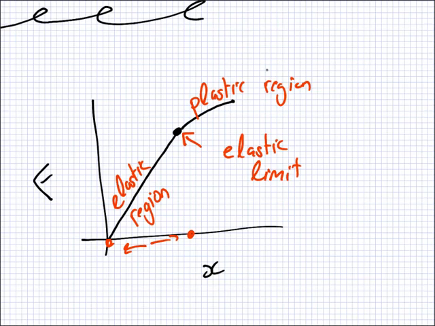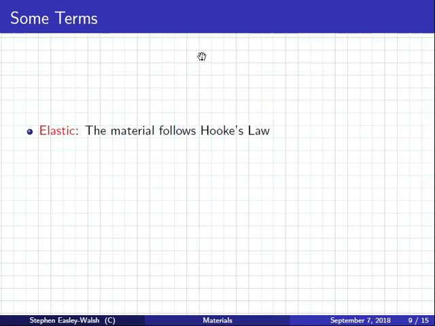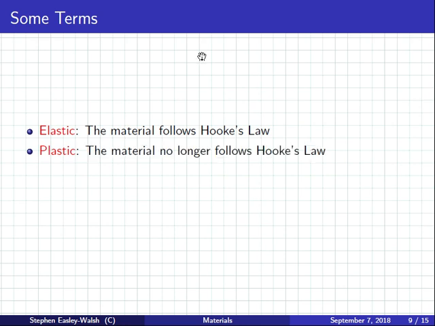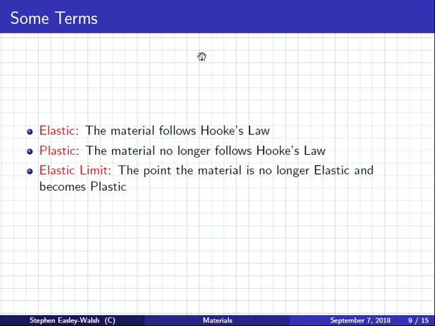So the word elastic means the material follows Hooke's law. You see here, this is Hooke's law. Plastic, as you could probably guess, means the material doesn't follow Hooke's law. The elastic limit is the point when the material is no longer elastic and becomes plastic.